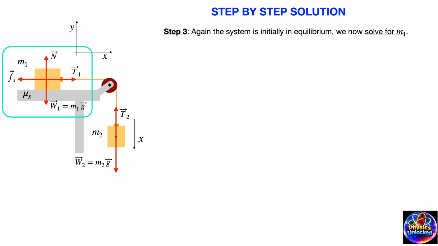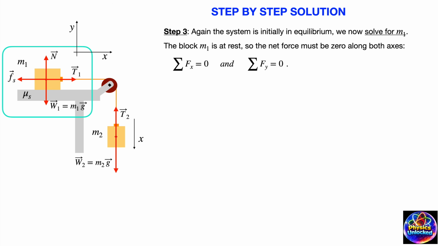Again, the system is initially in equilibrium, so we need to consider that the block M1 is at rest, so the net force must be 0 along both axes. The sum of all the forces along the x-axis must be equal to 0, and the same for all the forces along the y-axis. Okay, so we have two equations, and along the x-axis we may write this as T.